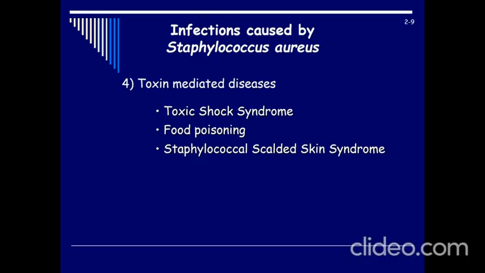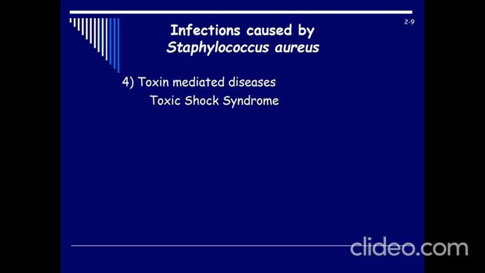The fourth one we're going to talk about is toxin-mediated diseases, and this really has three main diseases that are caused by the various toxins produced by Staphylococcus aureus. Those will be toxic shock syndrome, food poisoning, and staphylococcal scalded skin syndrome. The first one that we're going to talk about is toxic shock syndrome.